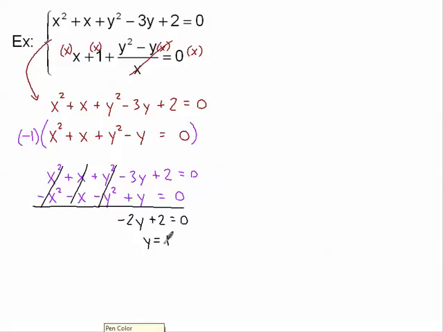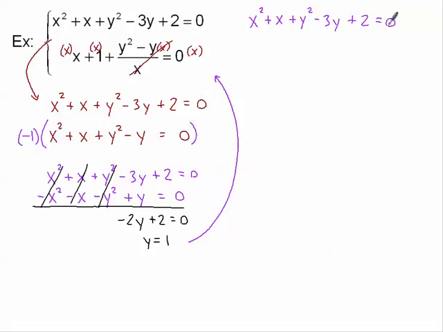Now we do need to plug this 1 back into one of the original equations. I'm going to choose the top equation. I've got my x squared plus x plus y squared minus 3y plus 2 equal to 0, and what am I plugging in? I'm plugging a 1 in for y. So this is now x squared plus x plus 1 squared minus 3 times 1 plus 2 is equal to 0. What's great is that we only have one variable remaining. It's the x. So let's see what we've got.